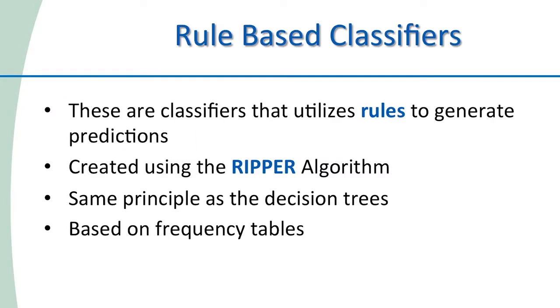So basically, these are what we call rule-based classifiers. Rule-based classifiers are a version of decision trees that are more portable, which we can use to come up with predictions.